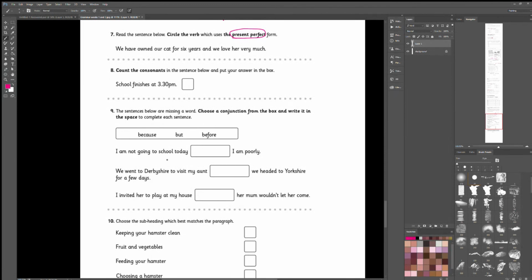I am not going to school today. I am poorly. Poorly means to be sick, to be feeling ill. We went to Derbyshire to visit my aunt. We headed to Yorkshire for a few days. Okay. I invited her to play at my house. Her mum wouldn't let her come.